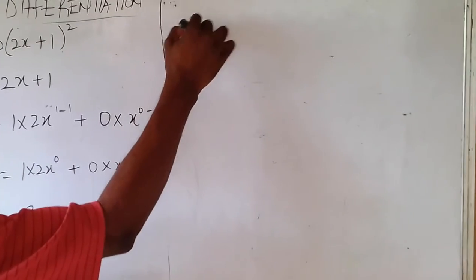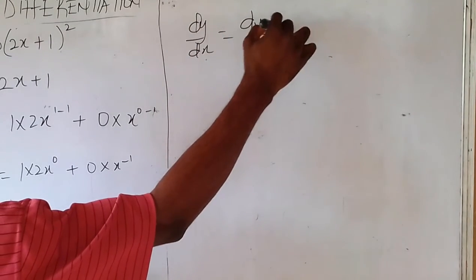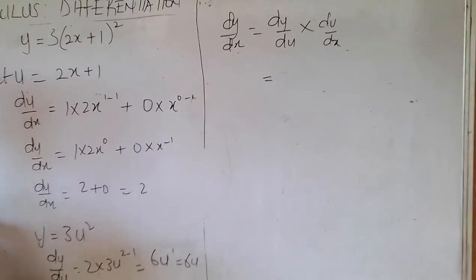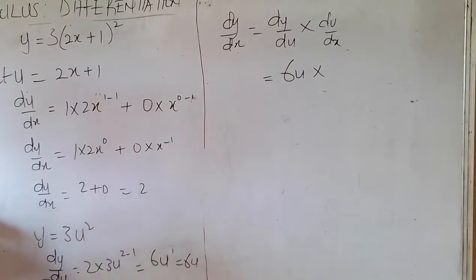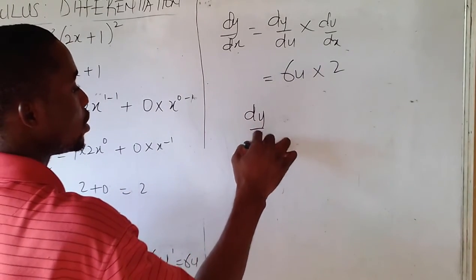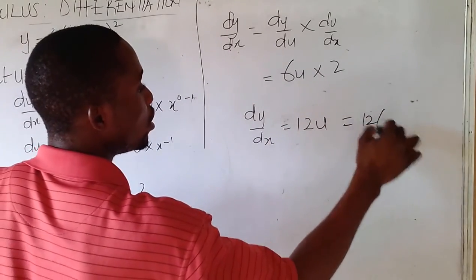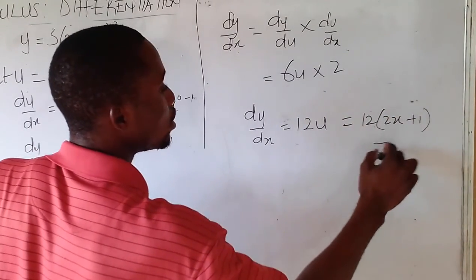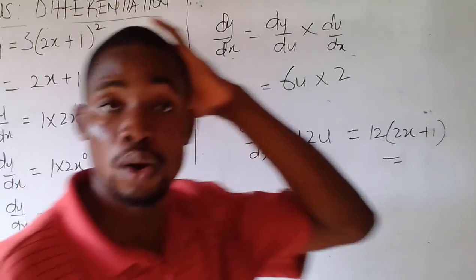Now applying the formula of function of a function, dy/dx equals dy/du times du/dx. This implies that dy/du is 6u times du/dx, which is 2, which leaves dy/dx to be 12u, and our u in the question is 2x plus 1. That becomes 12 times 2x plus 1. So that's how to solve a question using the function of a function or chain rule.